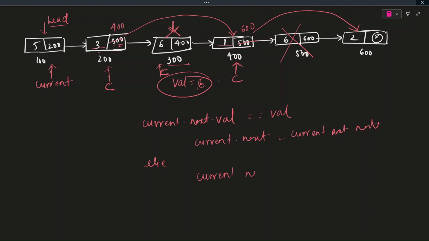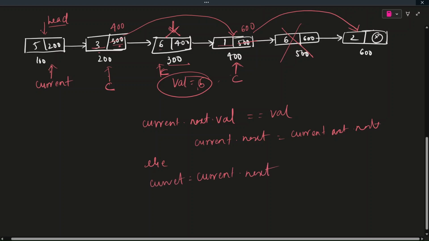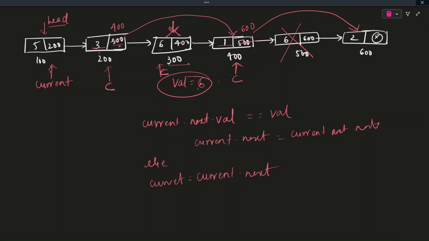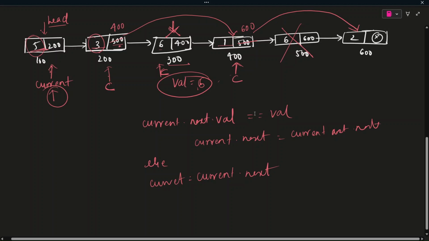So current dot next, current will point to current dot next. That's it. Now what happens here? Current dot next value means here 5. Initially we are pointing this current to head node. Current dot next dot value, here we are comparing 3. What about this 5? Right, this 5 is not getting compared. So there are two ways for this also.